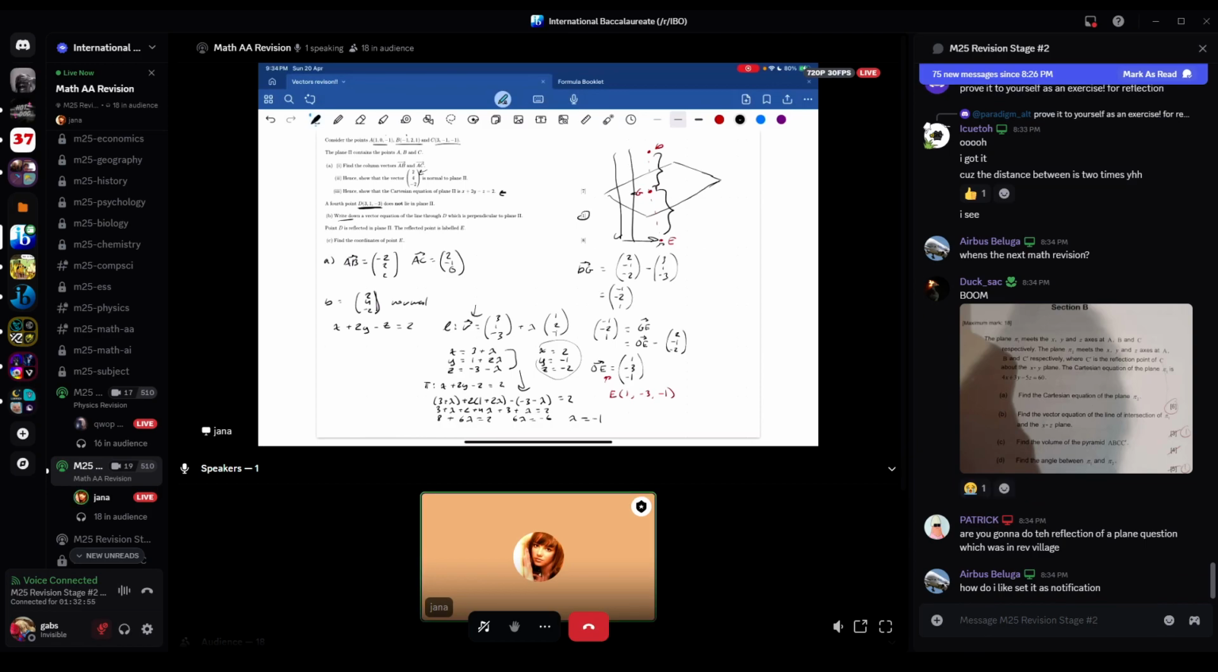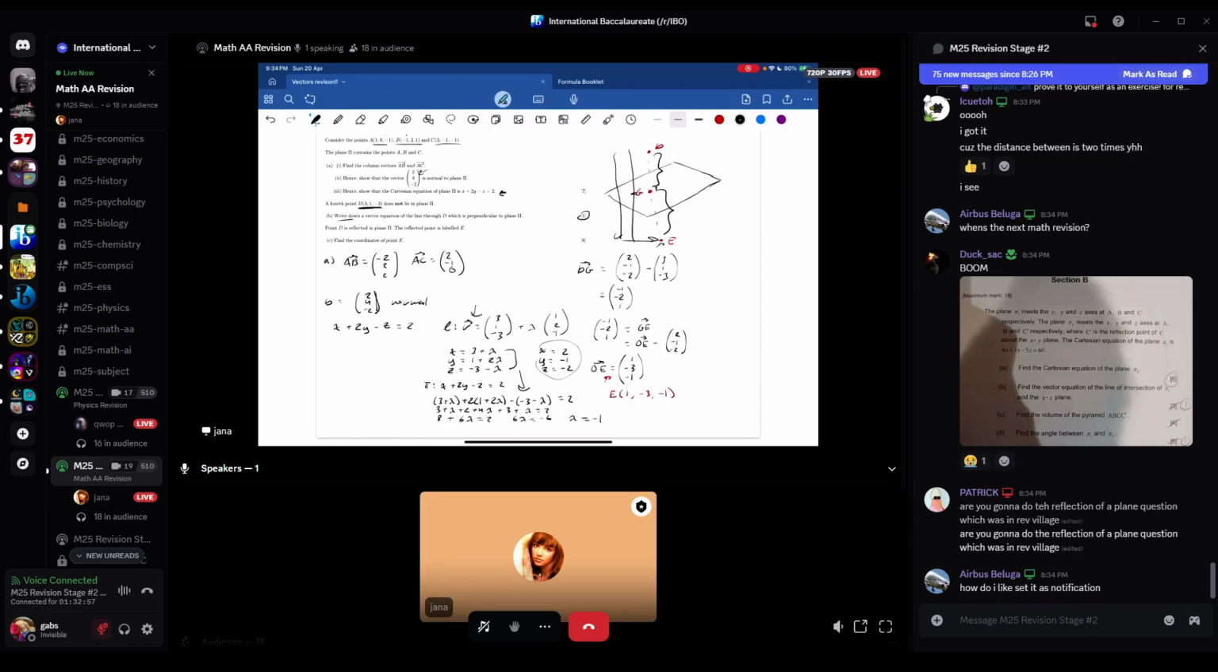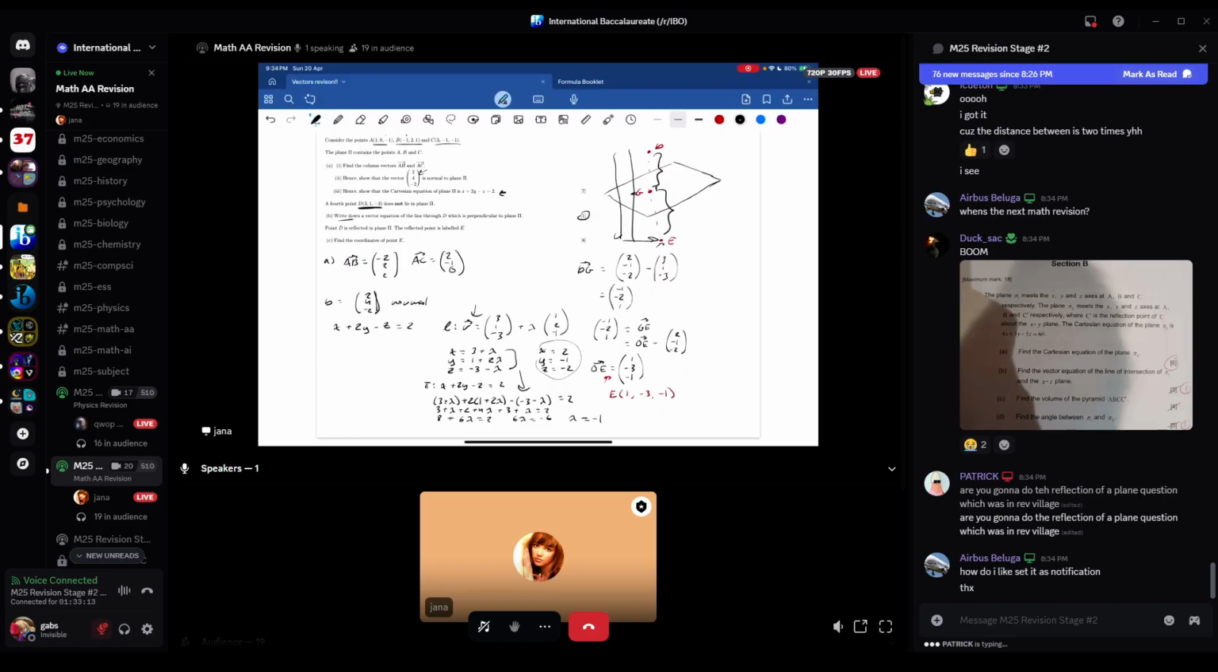This is the reflection of the plane. This is a point reflected in a plane. I don't know what you mean, Patrick. You can click that you're interested in it in the events tab when it's scheduled. No worries.